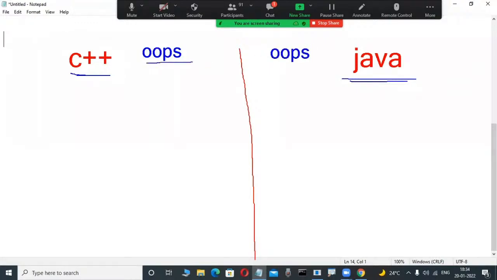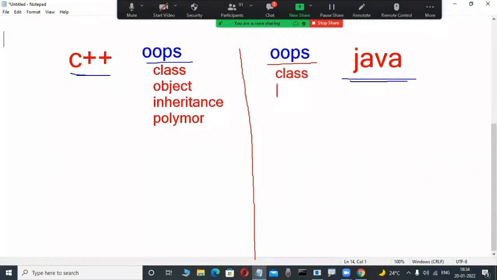Maybe some fellows have an idea which ones these are. A class is a concept. Object is a concept. Inheritance is a concept. Observe here, polymorphism is a concept. Maybe so many fellows have an idea. Same here in Java also: what is class? What is object? Some concepts are there or not? What is inheritance? What is polymorphism? So many concepts are there. That's why conceptually class, object, inheritance, polymorphism are the same.